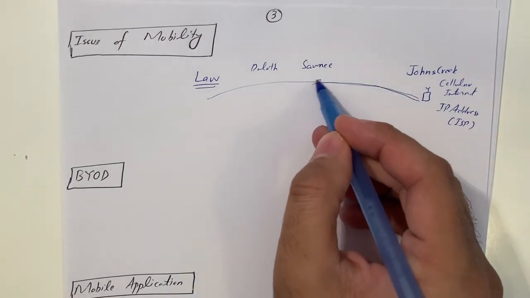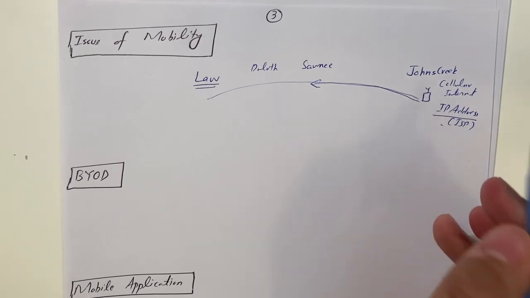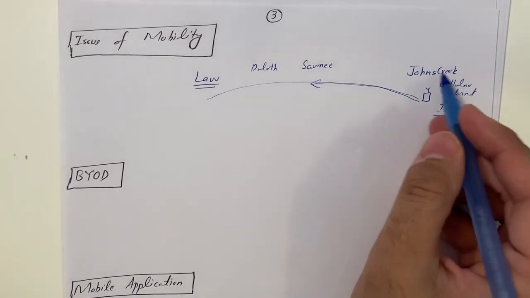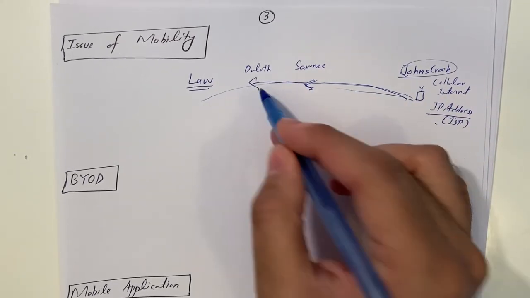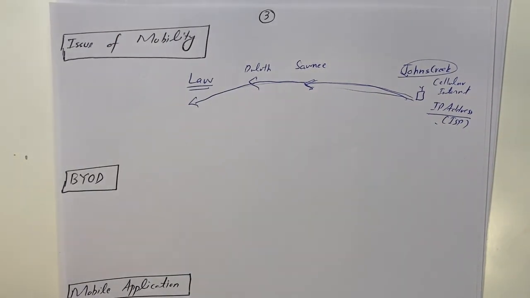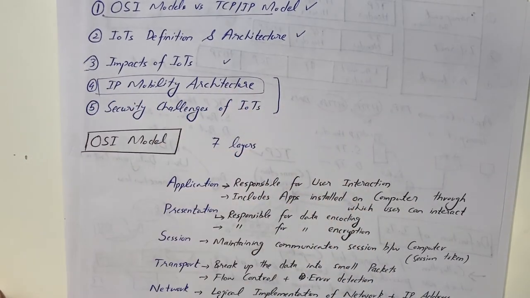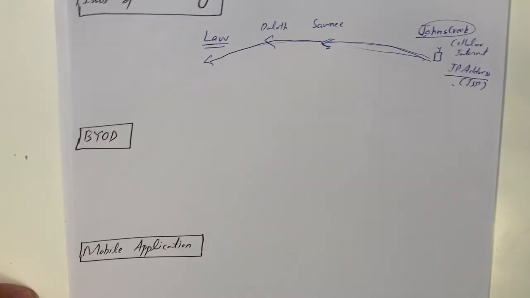So let's say when you get to Suwannee, does your IP address remain the same? Will it be a static IP address? You have been assigned an IP address at Johns Creek. Will you carry the same IP address in Suwannee? When you enter Duluth, will you carry the same IP address? When you get to Lawrenceville, will your IP address remain the same or not? That's a question of IP mobility. We'll talk about it in detail in IP mobility architecture, which is our agenda item number one in our next lecture, part two. That's the problem. We'll discuss that.